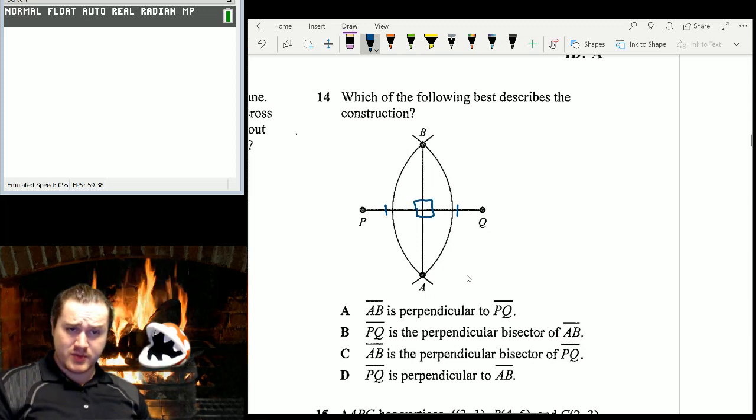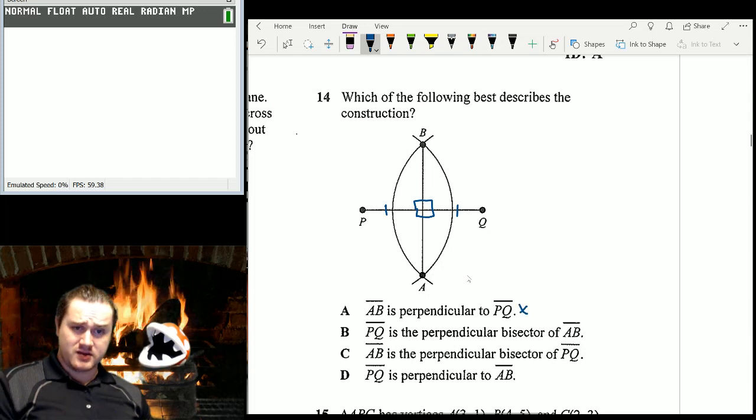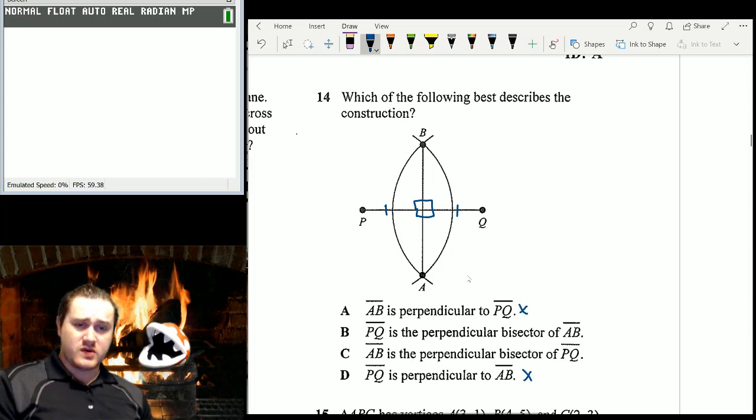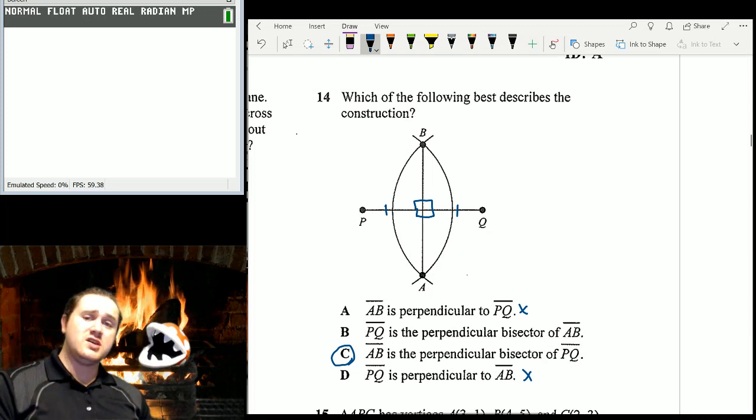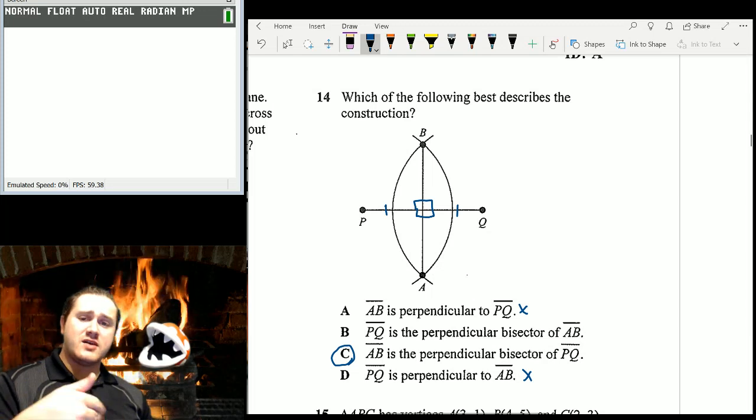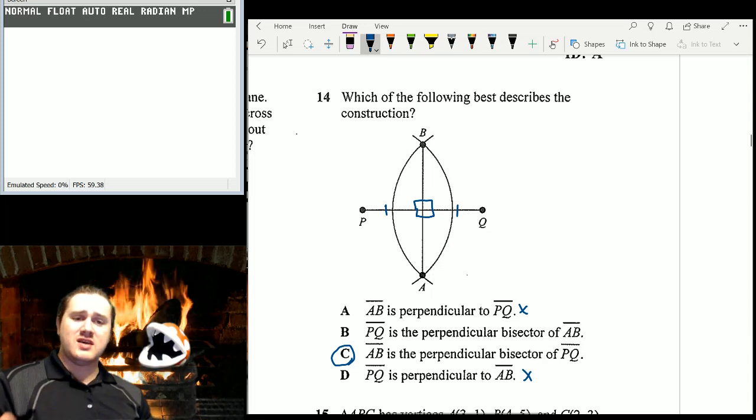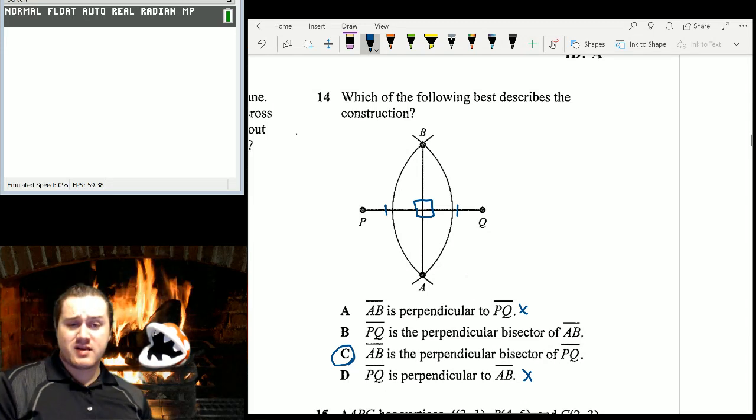So we know it's a perpendicular bisector, so we kind of are going to eliminate A and D, but we now have to know which one's being the bisector and which one's being bisected. So if we notice, AB is coming through and cutting PQ in half. So what would be the actual correct answer would be that AB is the perpendicular bisector of PQ, since PQ is the one being cut. And the perpendicular bisector actually cuts that one in half. So since AB is not necessarily shown to be cut in half, that's not the one that would be the bisected one.